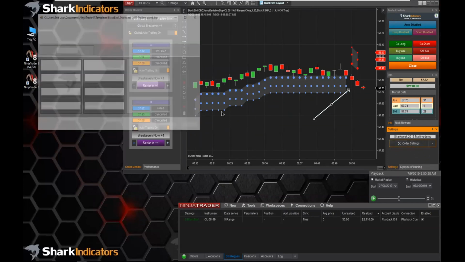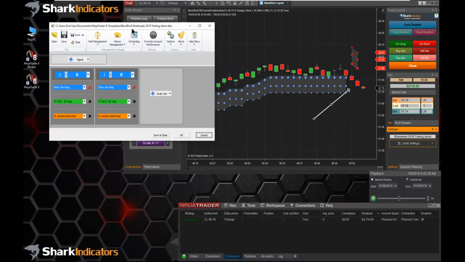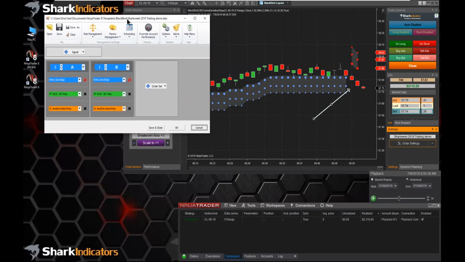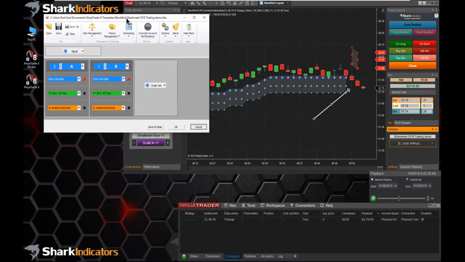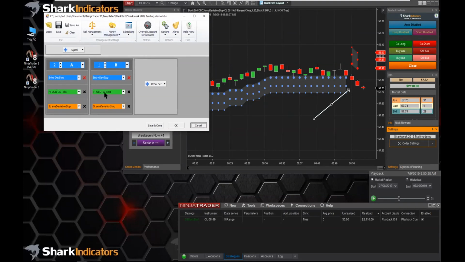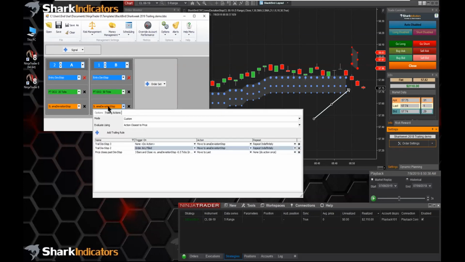Let's go into the order settings here. Think of this as the central control for BlackBird. Here are my 2 order sets. Let me show you a sneak peek of the stop losses here. I'm on the trailing actions tab, and this is where you set up the trailing rules. You can see I have 3 simple trailing rules here. The first one is to trail this deviation stop line number 3, which is the outer line.